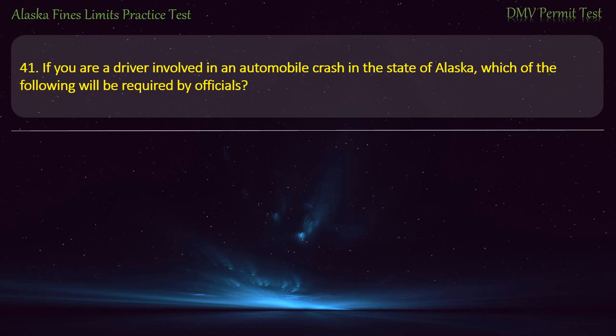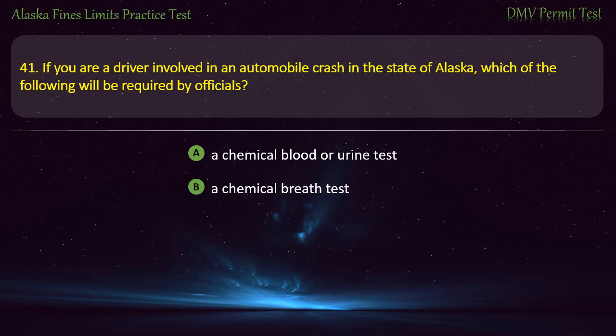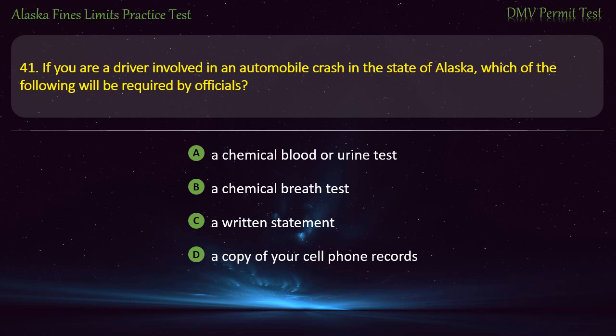Question 41. If you are a driver involved in an automobile crash in the state of Alaska, which of the following will be required by officials? A chemical blood or urine test. A chemical breath test. A written statement. A copy of your cell phone records. Answer: A chemical blood or urine test.